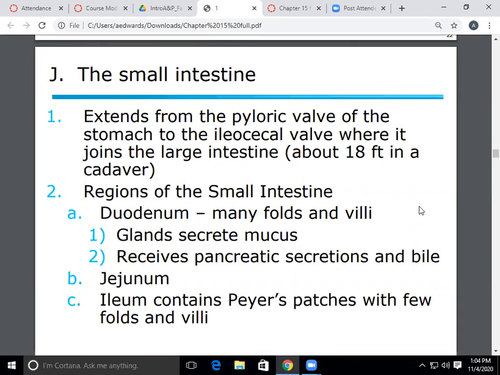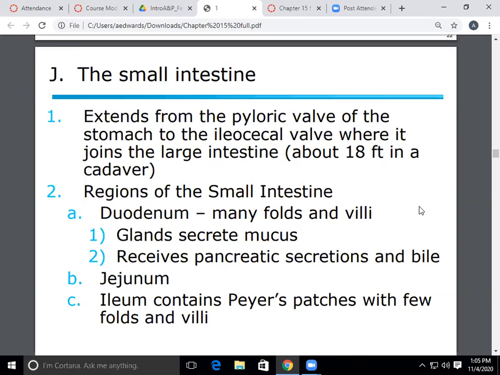We've talked about the stomach. Let's talk about where food goes next, or where your chyme goes next: the small intestine. The small intestine extends from the pyloric valve of your stomach to what we call the ileocecal valve, and then joins your large intestine. If you were to stretch out your small intestine, it would be about 18 feet long. You may think, why do we call it small intestine? Typically because it's thinner than the large intestine, but it stretches out a lot.